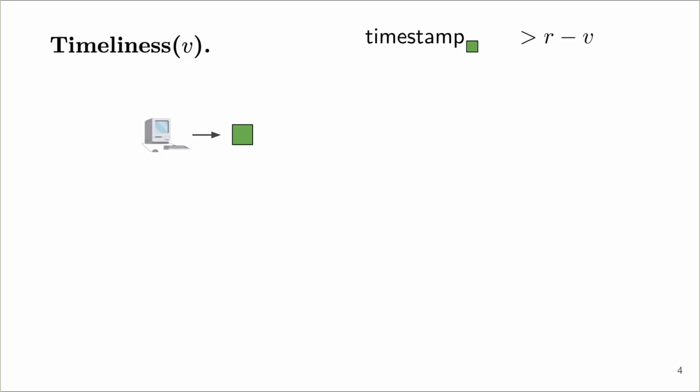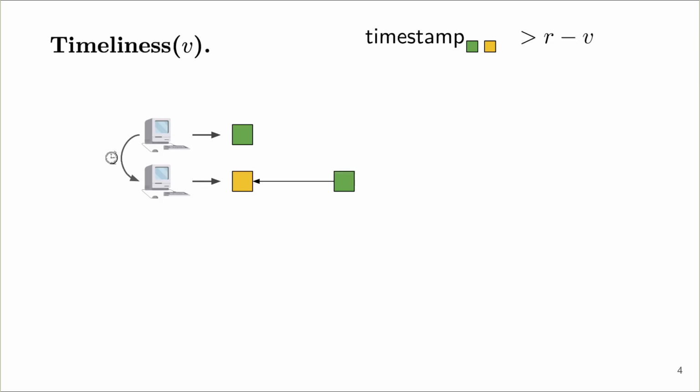Let's see what the green color means. It means that the timestamp of a green block is greater than R minus V, where R is the current round and V is the timeliness parameter. Okay, now in the next round, some time has passed, and as you can see, the green Genesis block has turned yellow. That means that the timestamp inside this block has become older. Be aware that the timestamp does not change. It's just that time has passed, and hence the timestamp has become older.